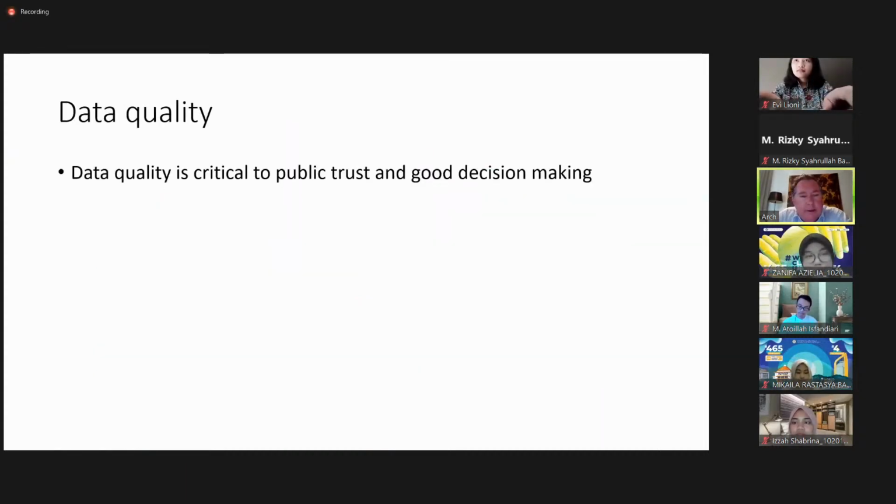A little bit about data quality, which is critical to public trust and good decision making.